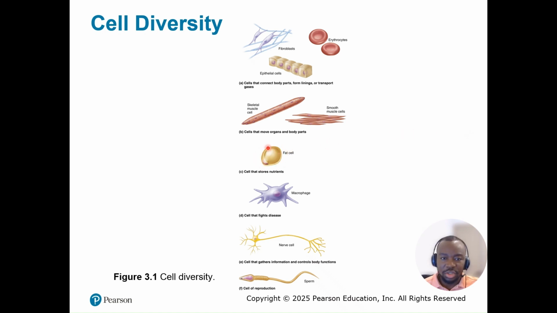Figure C shows cells that store nutrients. Examples are fat cells or adipocytes. Figure D shows cells that are involved in immune responses and fighting off invasion by pathogens, for example, macrophages. And figure E shows cells that are involved in information gathering, processing, and controlling of body functions, like neurons and nerve cells. And finally, figure F shows cells that are involved in reproduction, for example, sperm.